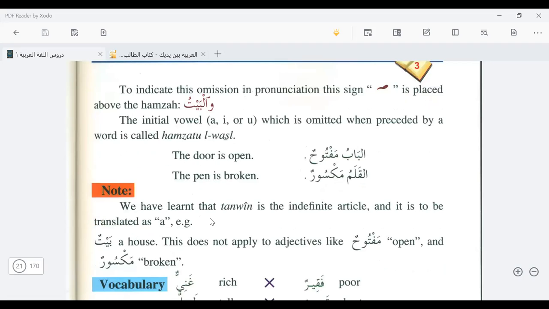Continue. To indicate this omission in pronunciation, the sign wasla is placed above the hamza. Wal-baytu. So this sign you see is called Hamzatul Wasl. When you see any noun with this sign, you should not pronounce the alif. Wal-baytu.